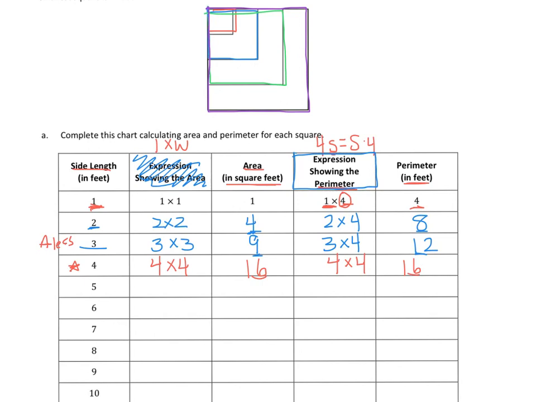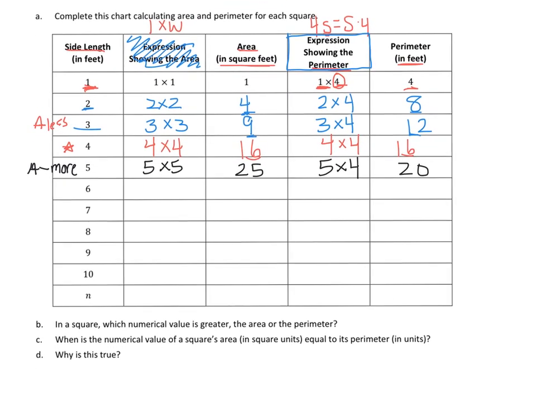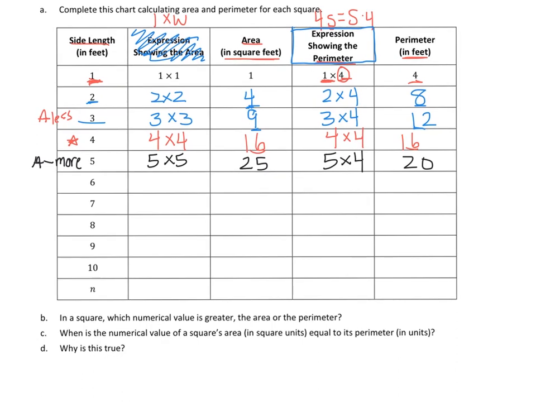And then let's keep going. The next one, 5. So I'm going to do 5 times 5 for my area, and that's 25. And then I have 5 as my side length, and I'll multiply it by the 4 sides for my perimeter, which is 20. So now I have area is more. So we're seeing a shift there. So you can go ahead and finish the rest of this chart, but I'm going to go down through and do A, B, and C now because I read ahead a little bit.